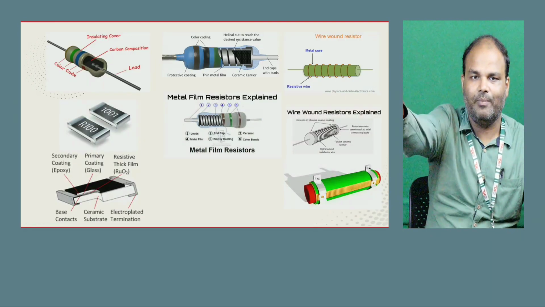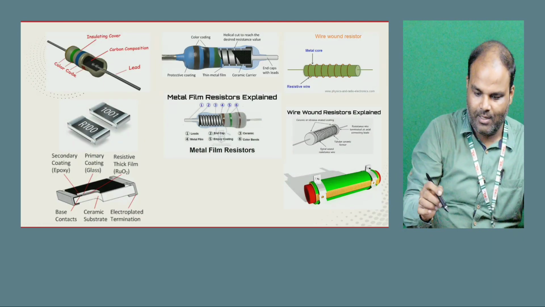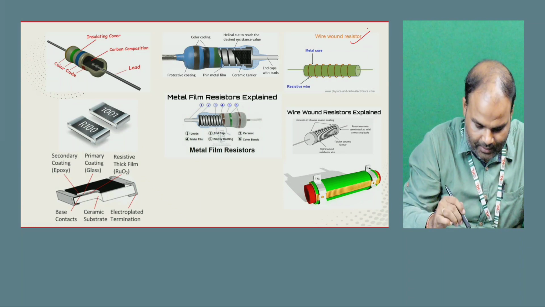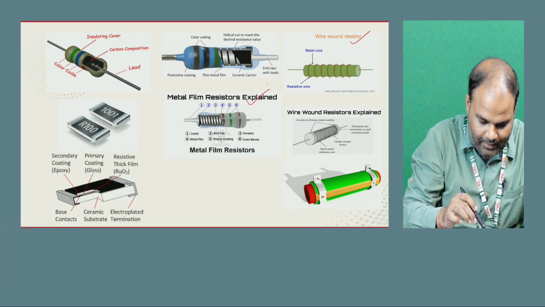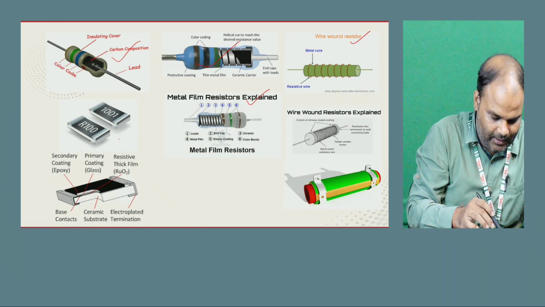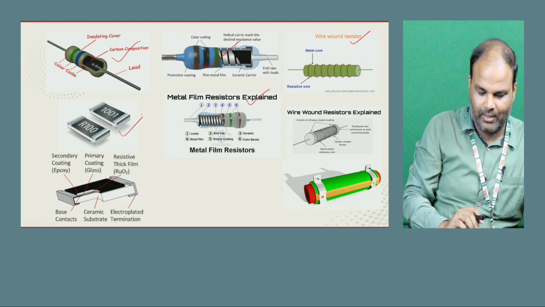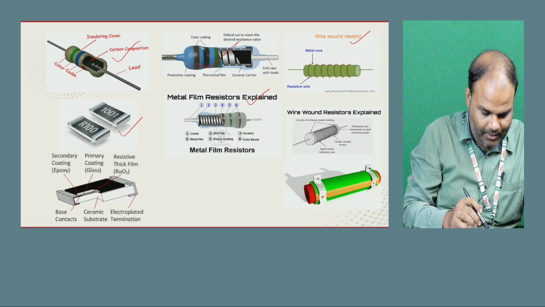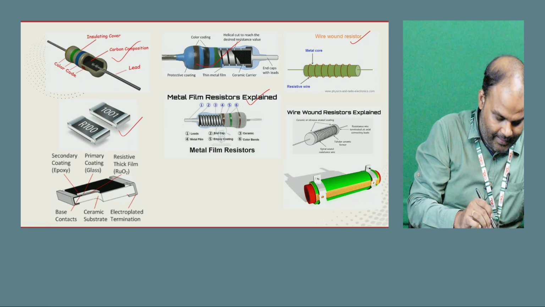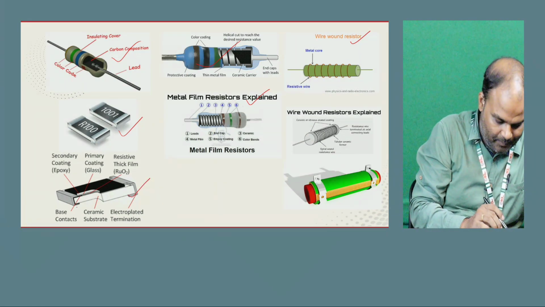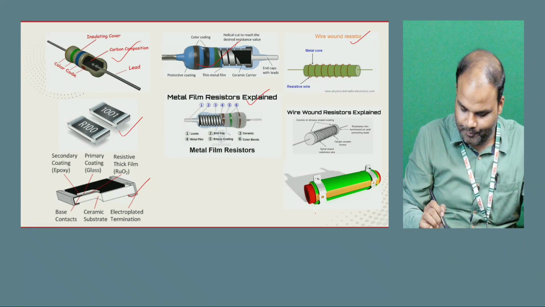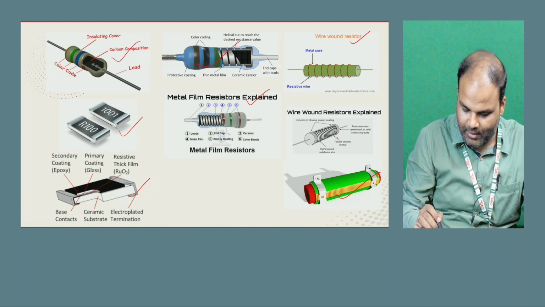You can see so many types; I am showing some figures. This is a wire wound resistor, that is a metal film resistor, this is a carbon composition resistor, and these are known as small resistors, used in this type of application. And this is a rheostat, which is a wire wound resistor.